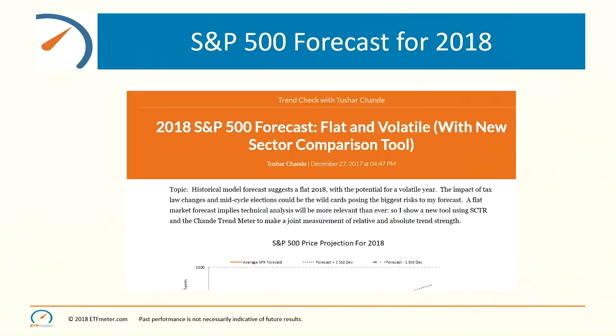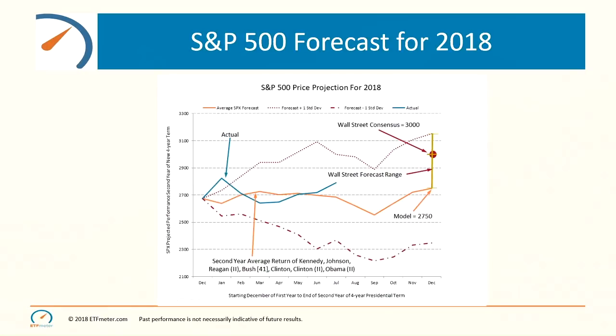I said that I expected 2018 to be flat and volatile, and I think we'll all agree that that has been quite an accurate forecast. Then I made this price projection, where the orange line is what I expected month by month. You see that the blue line, which is the actual S&P 500 performance, has not been too far from my projected line.